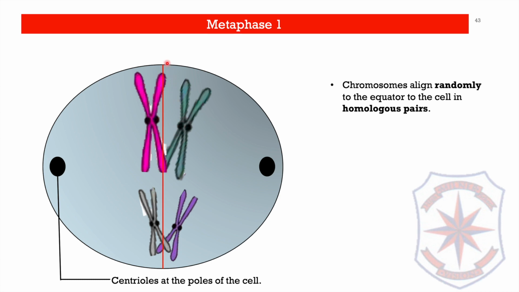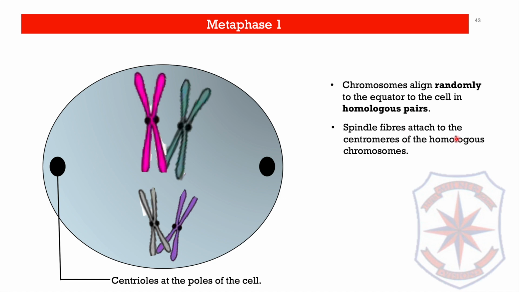So it can be the vertical middle of the cell like that, or it can be the horizontal middle of the cell like that. So chromosomes align randomly at the equator of the cell in homologous pairs, guys. Examiners are very particular for you to mention certain phrases in your answers. They line themselves at the equator of the cell in homologous pairs.